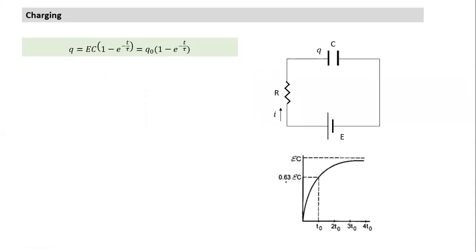Again, let's look at it in terms of a plot of this expression. It's a mathematical relationship. If I want a visual understanding, suppose this is charge Q and this is t. If I plot it mathematically, I can calculate different points, and it comes out something like this. This is the shape of how charge will vary. As you know, it will approach EC asymptotically.